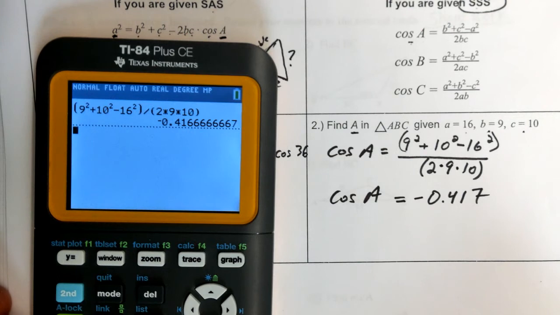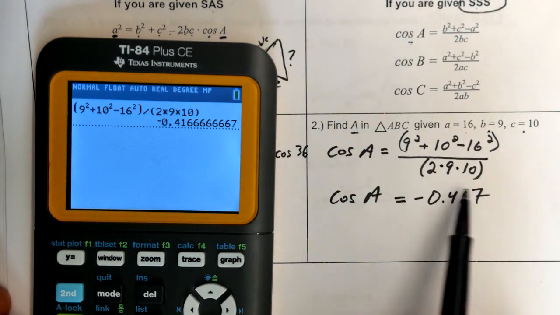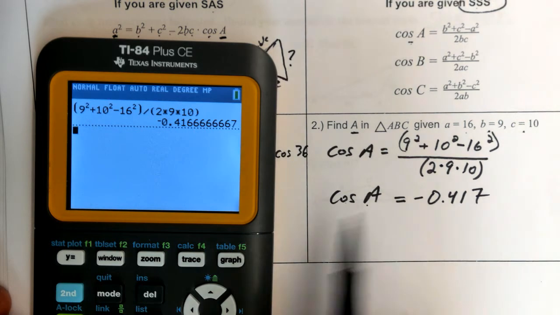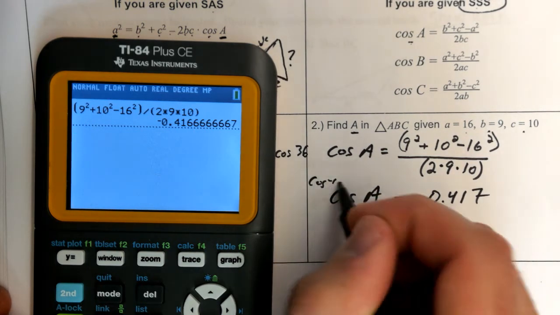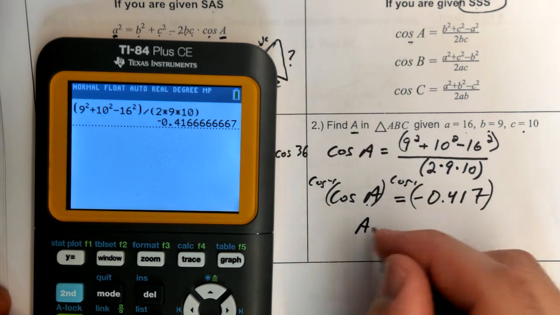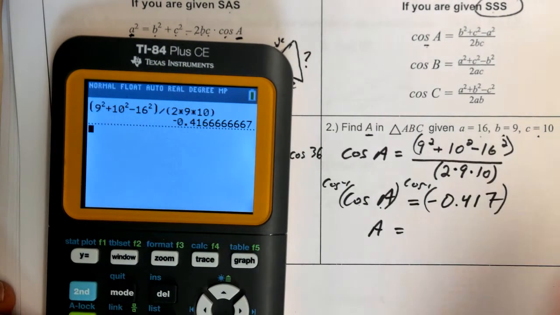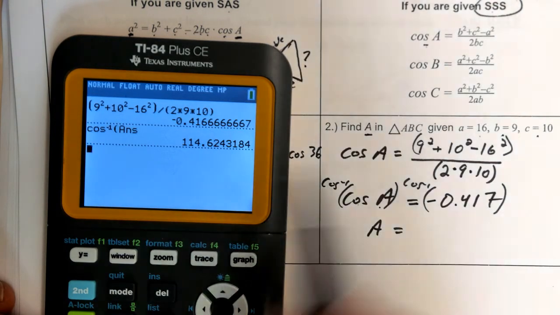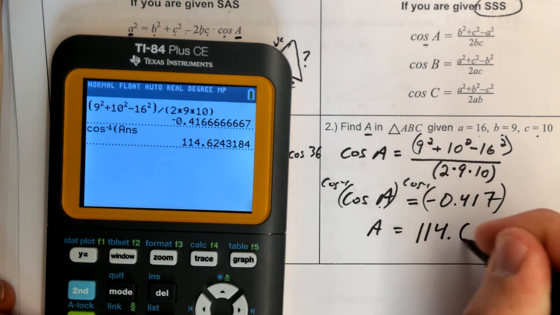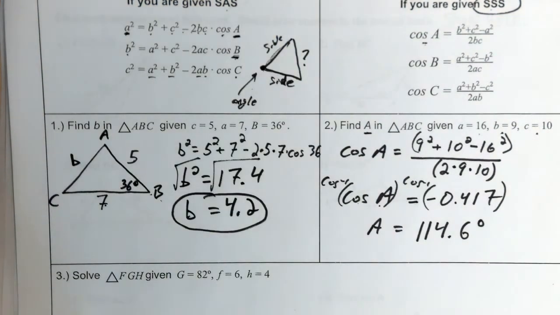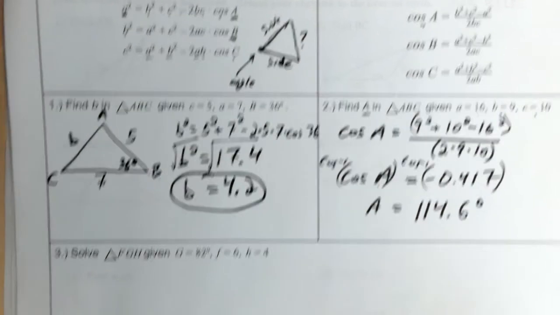Now remember, I'm looking for an angle, okay? So this is not going to be the angle. I need to know what this angle A is that has a cosine of that. So to undo cosine, I'm going to do the inverse cosine of the left, inverse cosine of the right, and so this is what I get for A when I do the inverse cosine in my calculator: 114.6 degrees. I always like the law of cosines because you don't have to worry about that side-side-angle situation where you could possibly have two triangles or no solution or whatever.